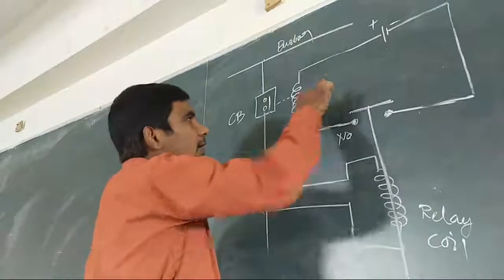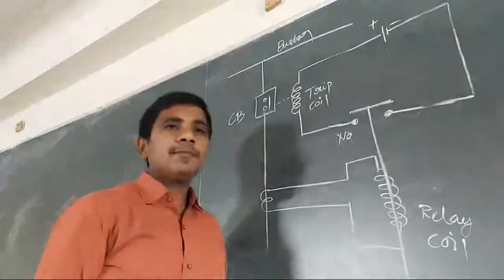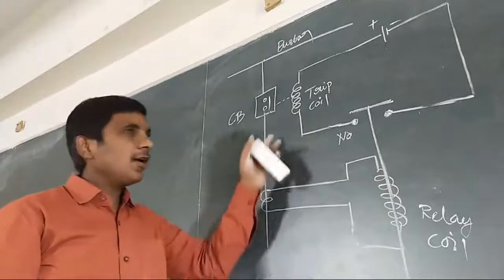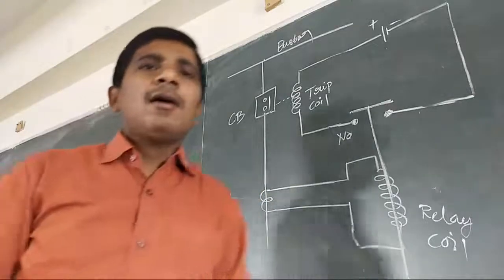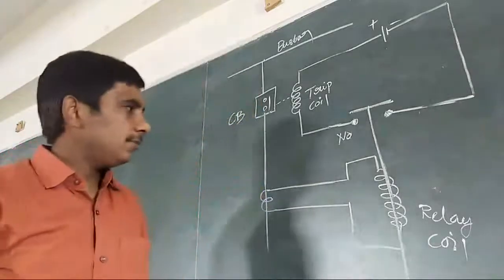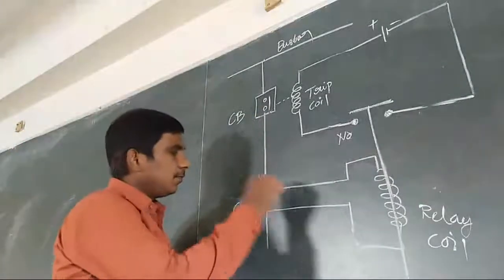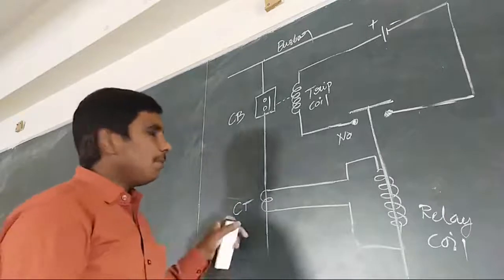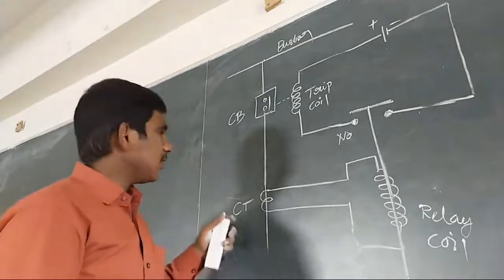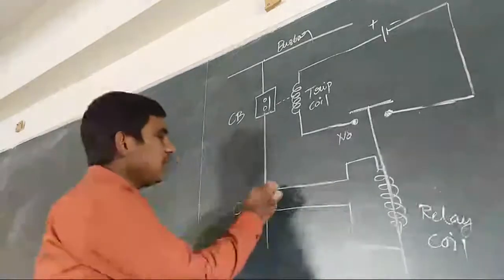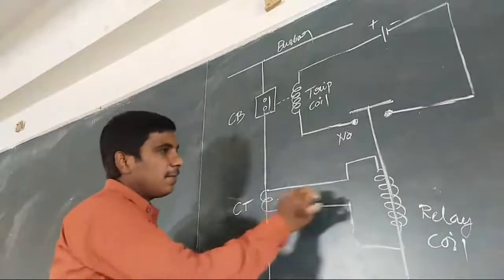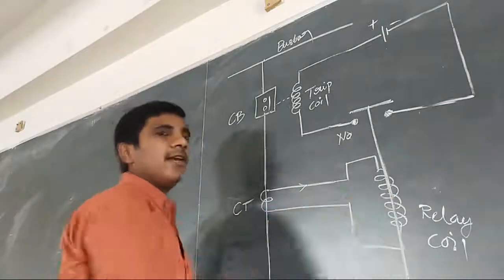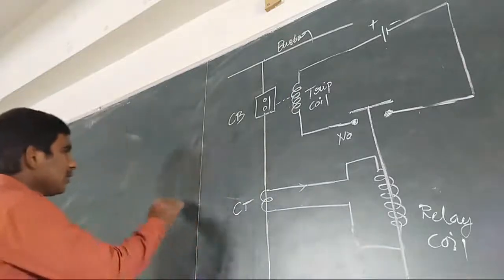The circuit breaker has to be tripped by the trip coil. Circuit breaker opening means trip. This is the trip coil of the circuit breaker, whereas this is the relay coil, and this is the CT. What is the principle of CT, you studied previously. But how the CT works, you can see here. Whenever normal current flows, it flows through the secondary of the CT. The secondary of the CT is connected to the relay coil.